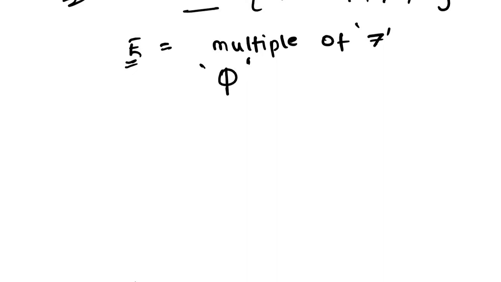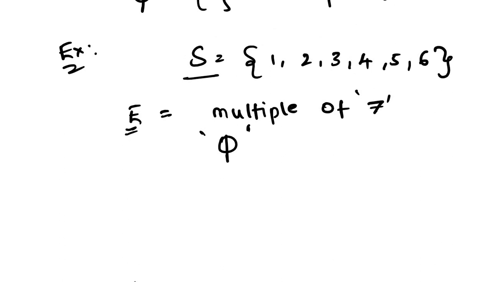Clearly, no outcome satisfies the condition given in the event. No element of the sample space ensures the occurrence of the event E. We say that the empty set only corresponds to the event E. In other words, it is impossible to have a multiple of 7 on the upper face of the die because there is no multiple of 7 here. Thus the event E equal to phi is an impossible event. This is one type of event.